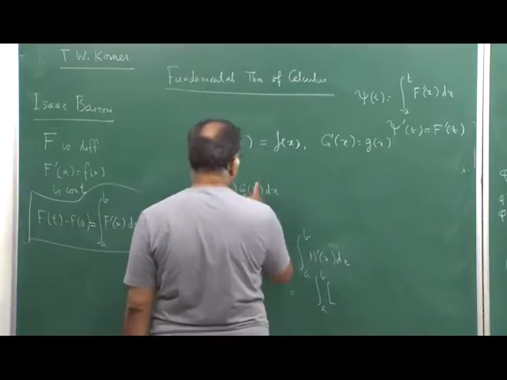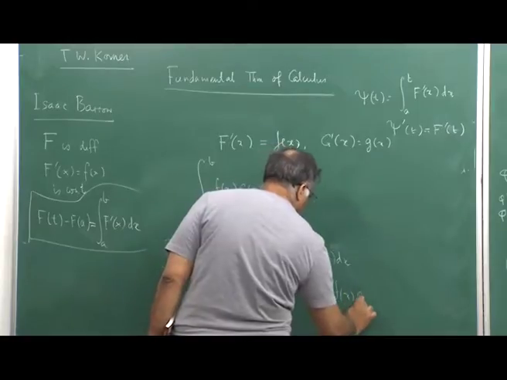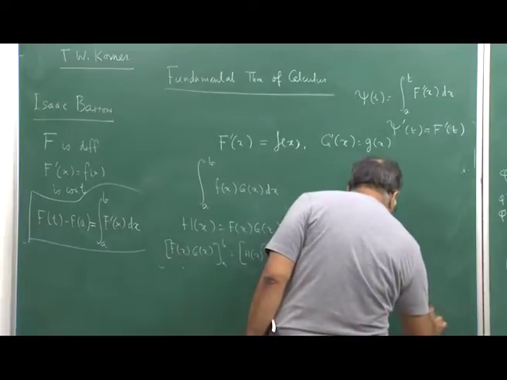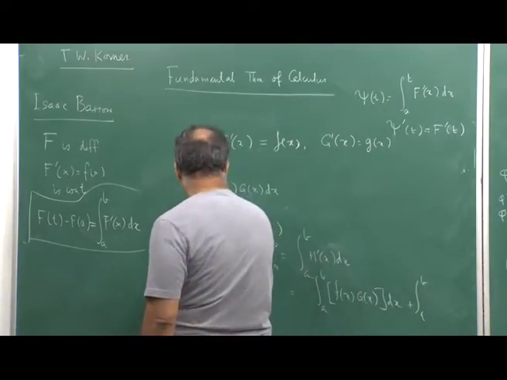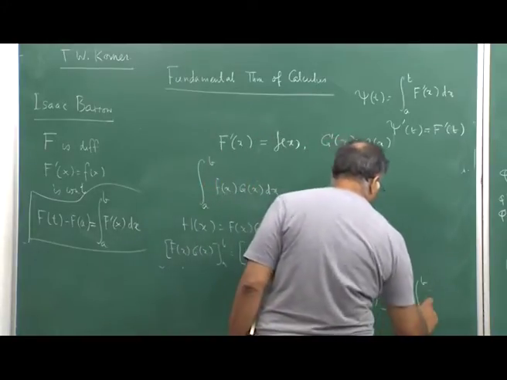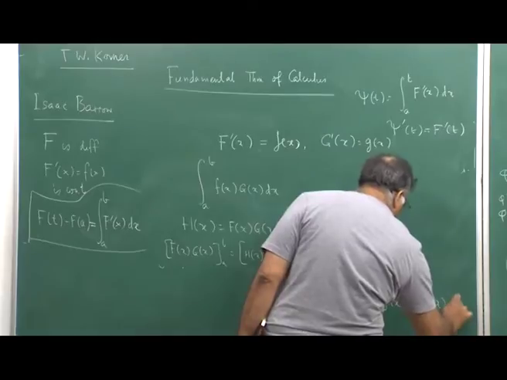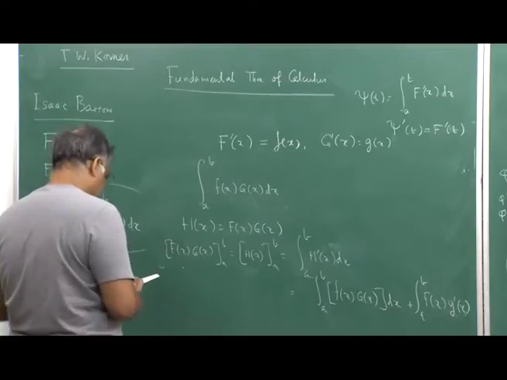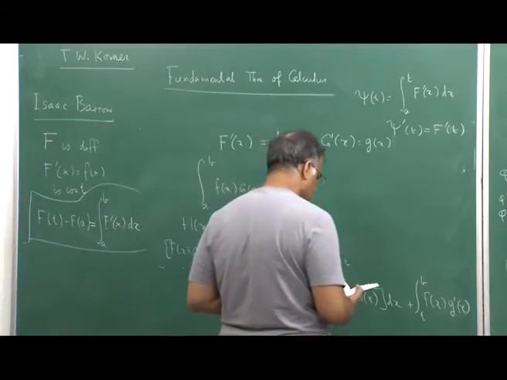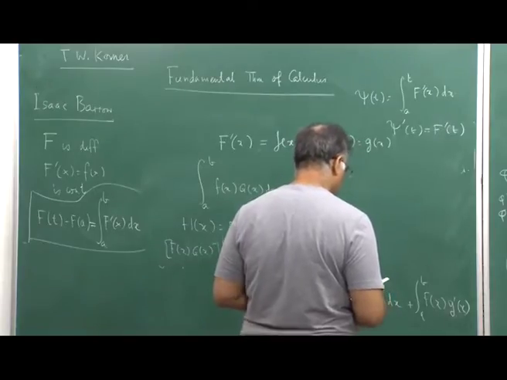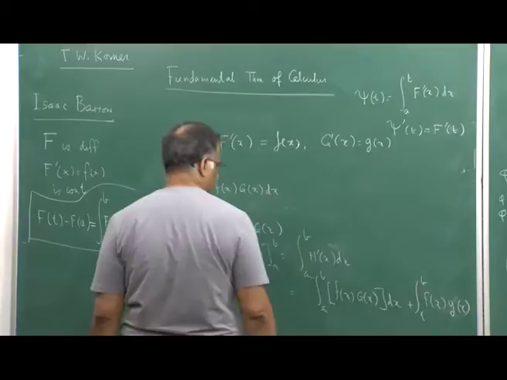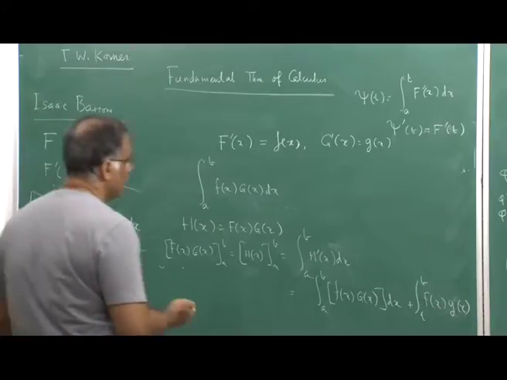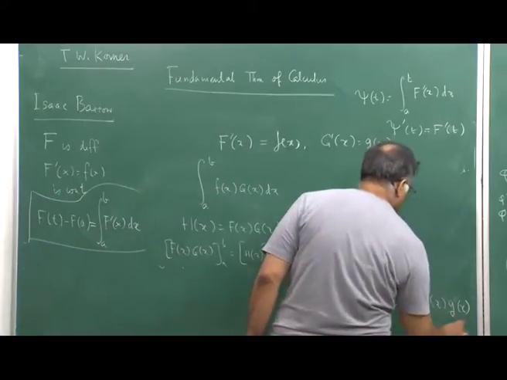H'(x) dx by the product rule is the integral from a to b of capital F'(x) into G(x), where capital F'(x) is f(x), so f(x) into G(x) dx, plus, I am just writing everything directly, capital F(x) into G'(x), where G'(x) is small g(x) dx.